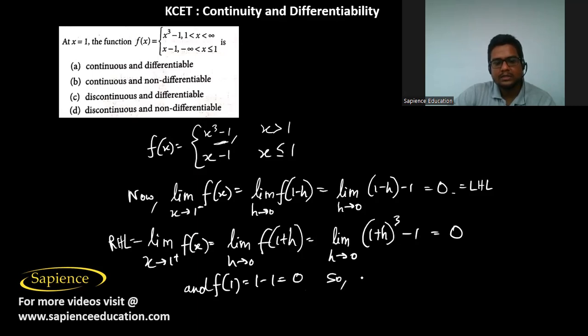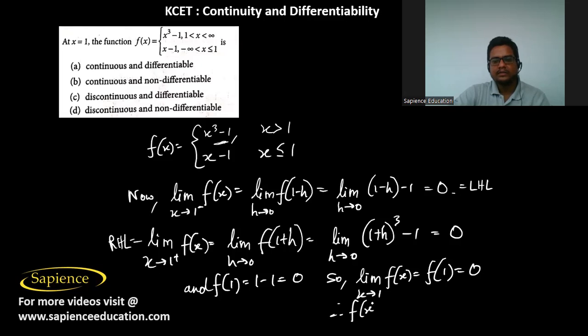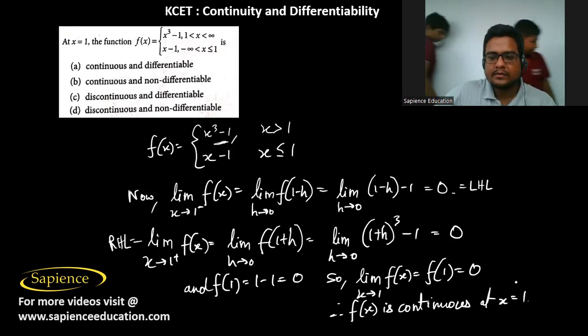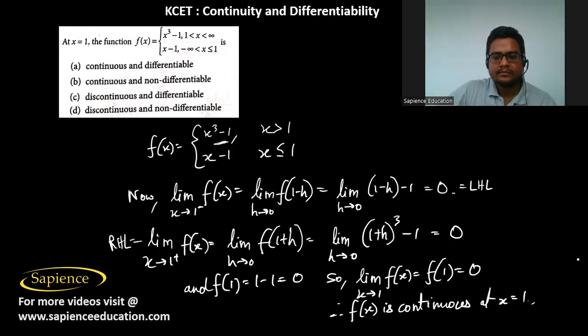So therefore limit x tends to 1 of f of x is also equal to 0, and f of 1 is also equal to 0. So therefore the function f of x is continuous at x equal to 1. So then we have to find if the function is differentiable or not at x equal to 1.